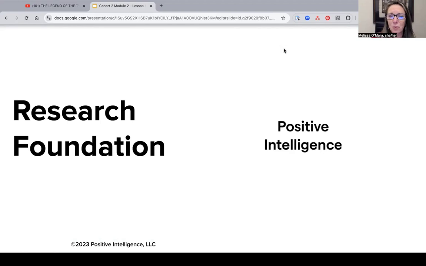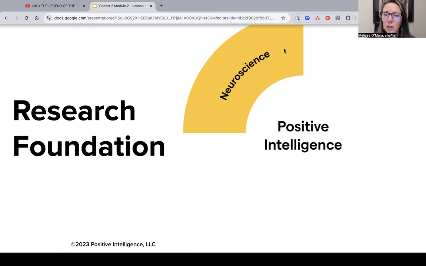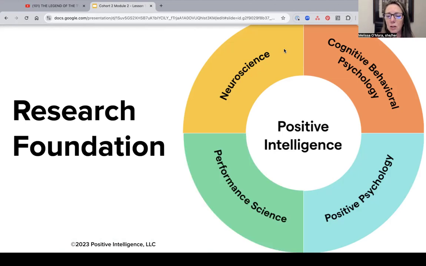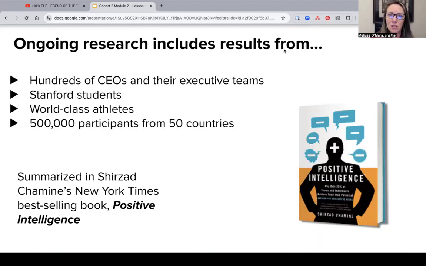So let's look at some of the research behind positive intelligence. It's a cross-disciplinary approach, pulling in ideas and research from neuroscience, cognitive behavioral psychology, positive psychology, and human performance science. The research includes results from hundreds of CEOs and executive teams, Stanford students, world-class athletes, and over 500,000 participants in a positive intelligence 6-week program from 50 countries. It's been summarized in a book that you can find called Positive Intelligence, written by Shirzad Chamine.